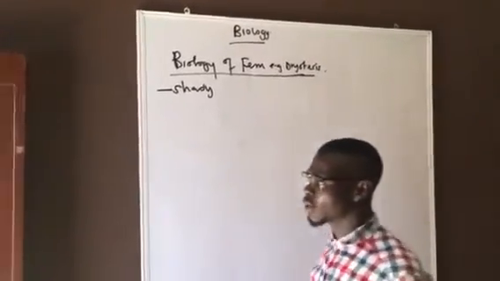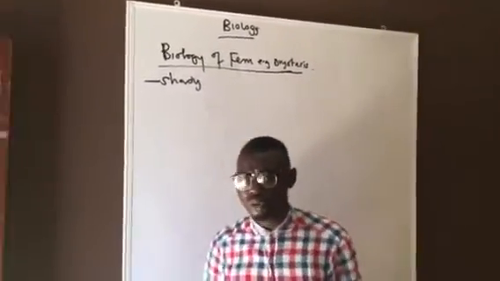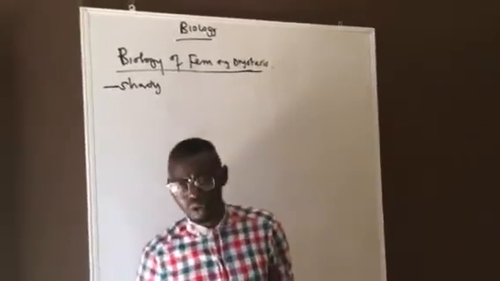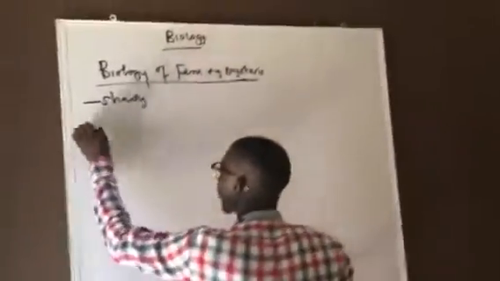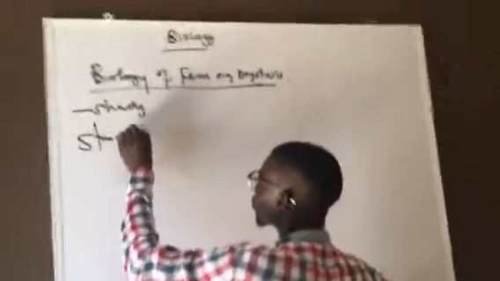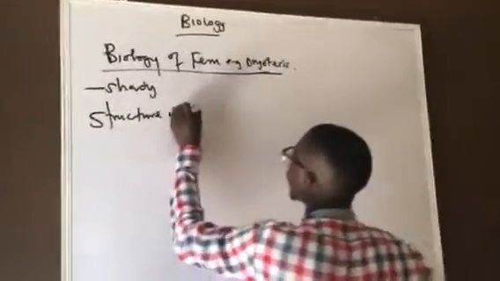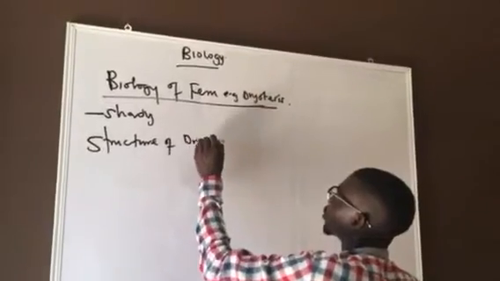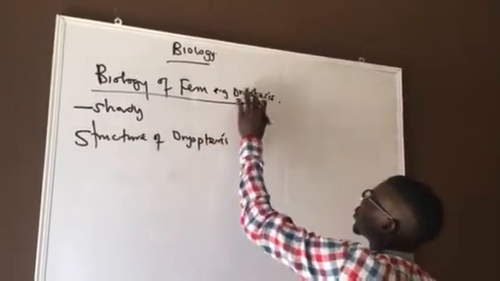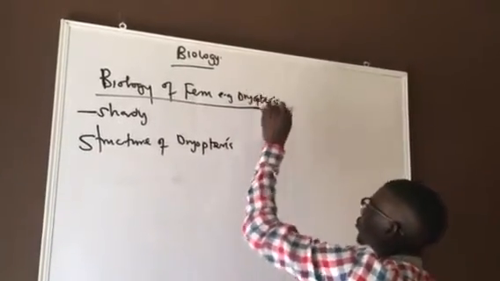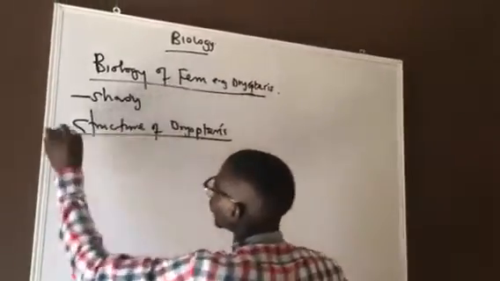So when we talk about their life cycle, we are going to talk about their reproduction. But before we talk about their reproduction, we are going to talk about their morphology, their structure, how they look like. So let's talk about the structure. Structure of Dryopteris. So we are the structure.